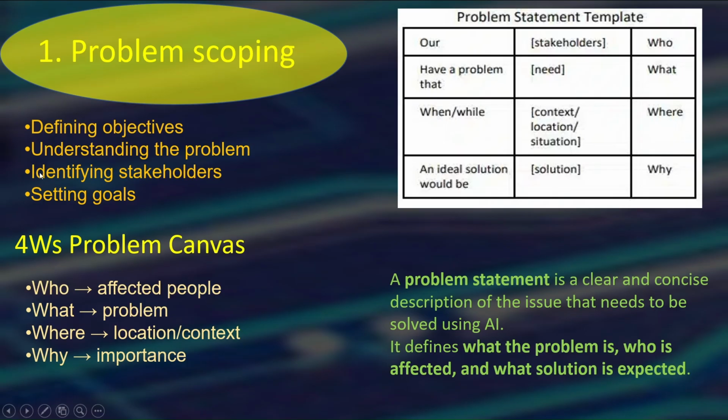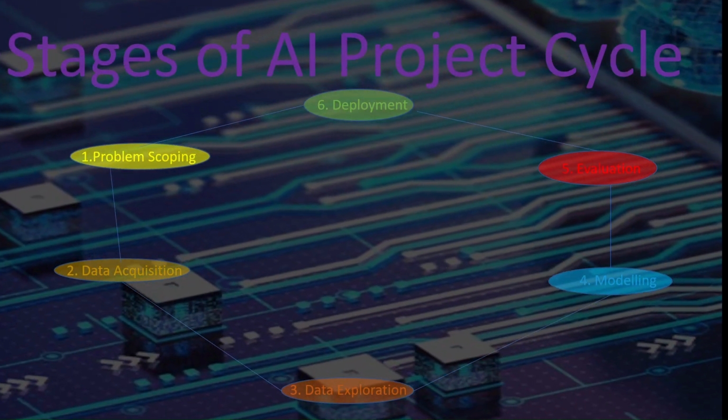Let me just revise it again. In problem scoping, we use the 4Ws canvas to know who are the people affected, what is the problem, where did the problem occur, and why. These are the 4Ws used in problem scoping. Okay, we'll move to the next stage now.